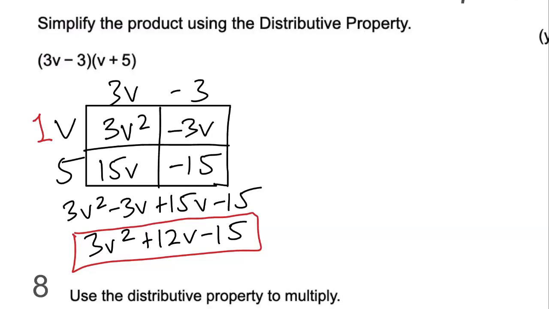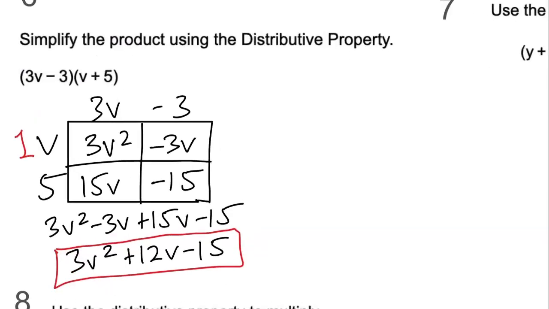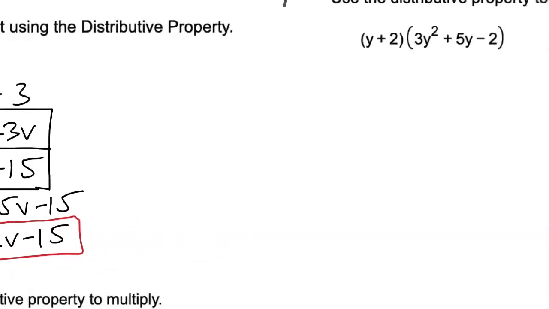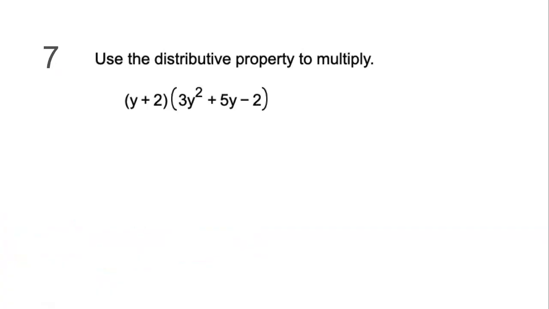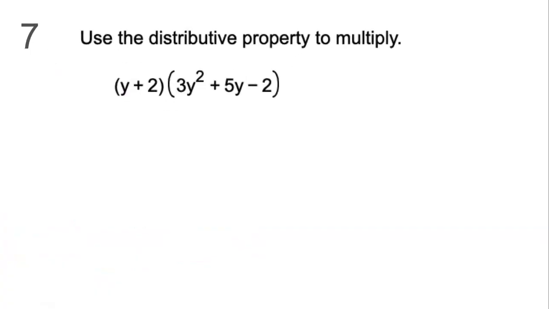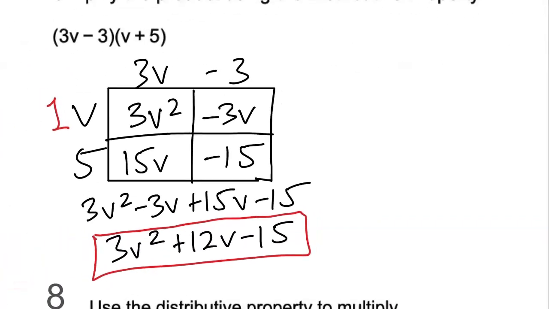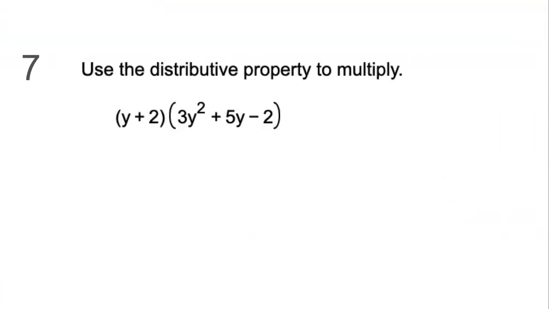Does anyone have any questions so far? Because we're almost done, so it's not too bad. Number 7. This is pretty much the exact same thing. The only difference is the number of squares you're gonna have. So for example, this one right here is a 2 by 2 in terms of the squares, but in this case, this one's gonna be a 2 by 3. So we're gonna do the same thing.